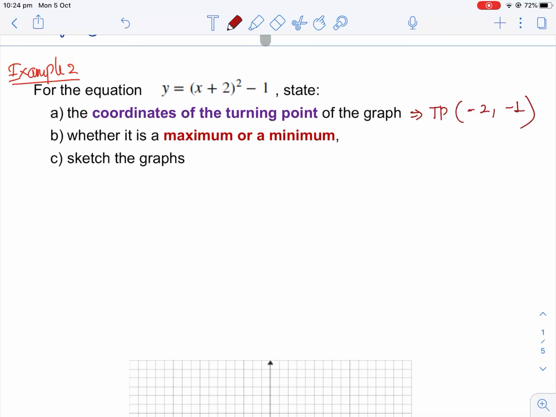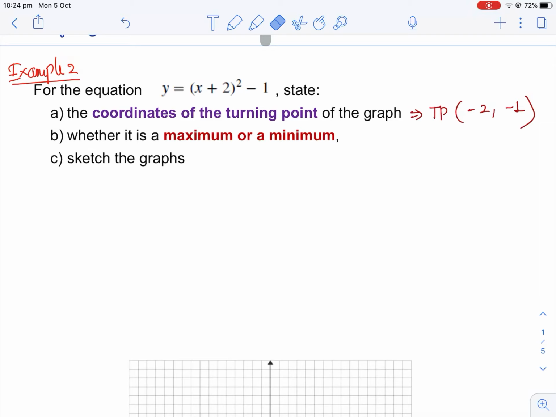You can see here, a is 1, and then x take away negative 2, squared. So this one is h, and then take away a plus negative 1. This one is k. So that's why the turning point is negative 2, negative 1. Whether this one is the maximum or the minimum, okay?